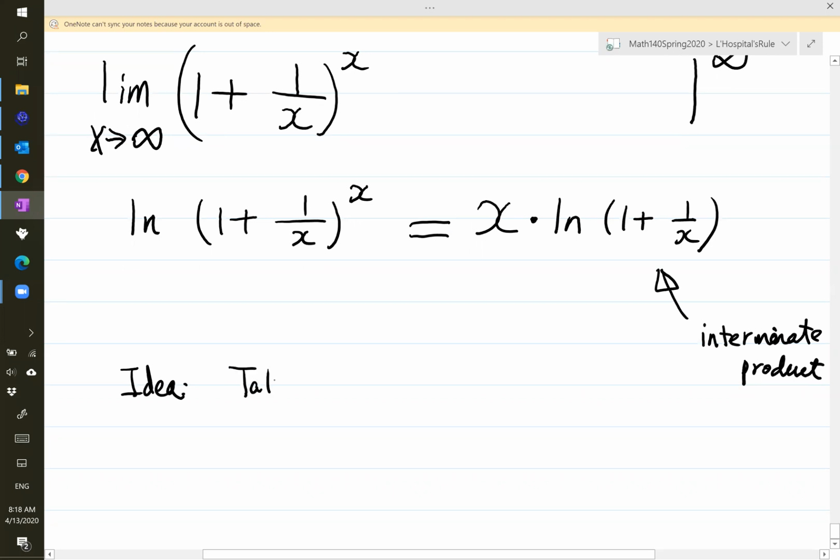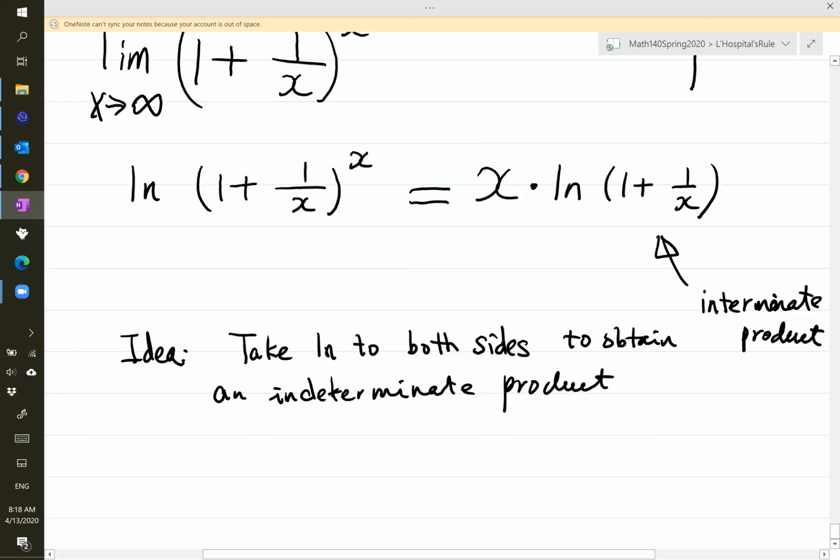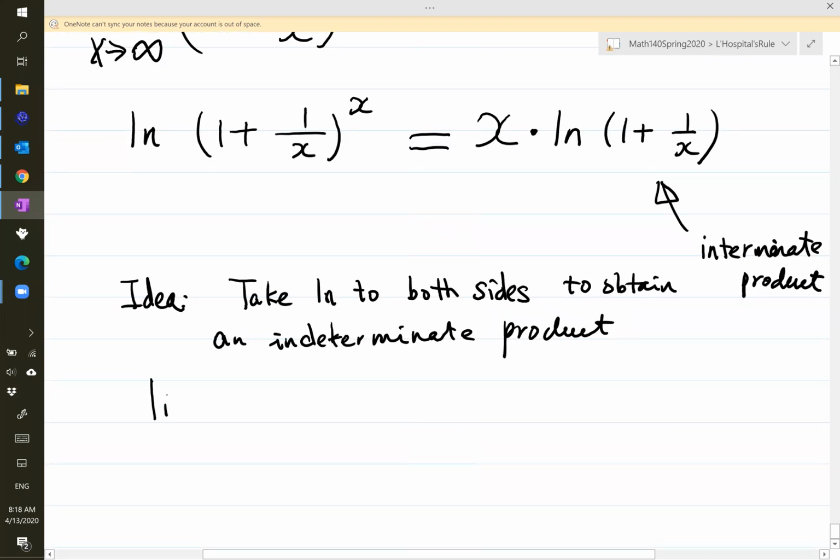Take a log to both sides to obtain an indeterminate product, and then use the technique that we talked about last time for indeterminate product. So now we deal with this indeterminate product, the limit as x approaches infinity of x log of 1 plus 1 over x.